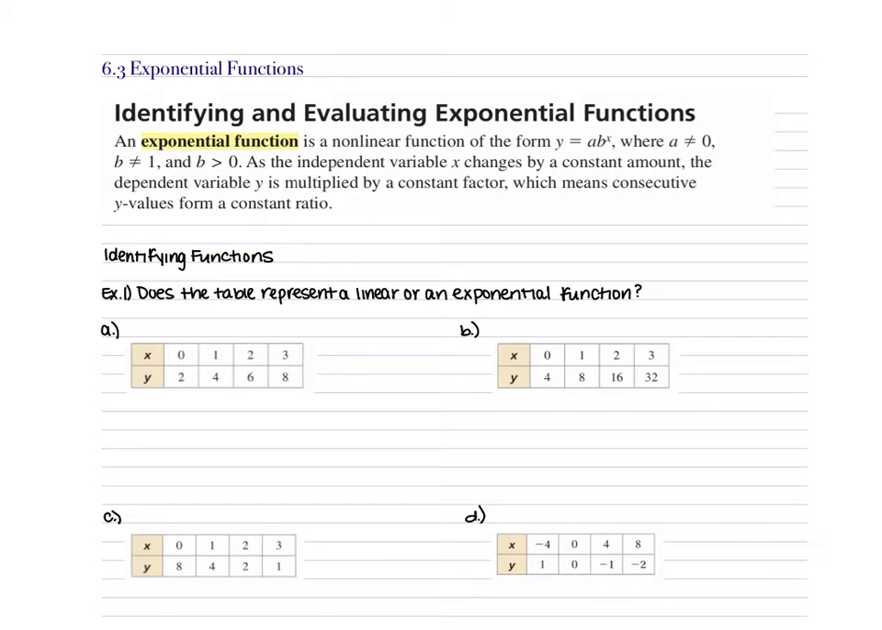So you're used to seeing these linear functions to where you have a constant change of x as well as a constant change of y by addition. With these exponential functions, that change in your y values will happen because of multiplication, not addition. So if you look at example 1, we're just asked if the table represents a linear or an exponential function. If the change in our y values differs by addition, it's a linear function. If it differs because of multiplication, then it's an exponential function.